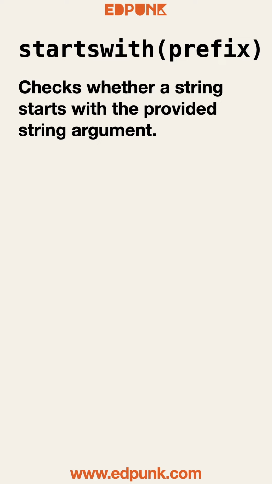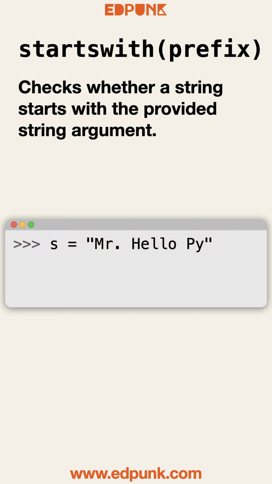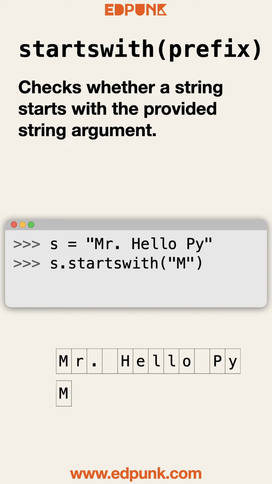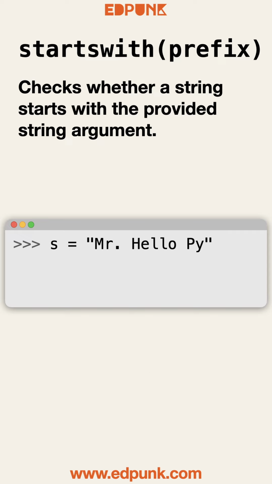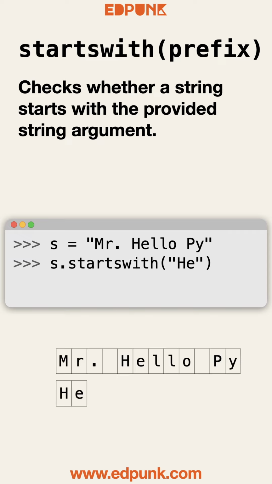The startswith method accepts an argument prefix and checks whether the string starts with the provided prefix. For example, given a string "Mr. Hello Pie" assigned to a variable s, executing s.startswith("M") returns True as the string begins with M. Now, let us execute the startswith method with argument "he". It returns False as the string does not begin with the string "he".